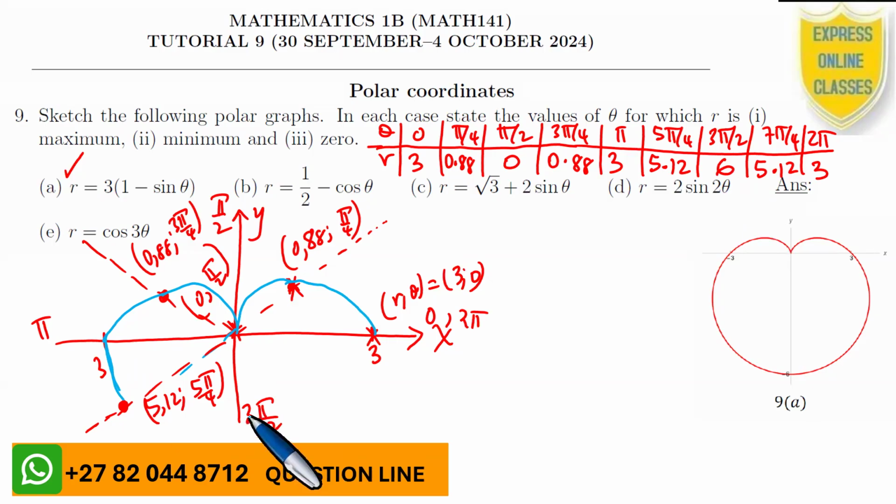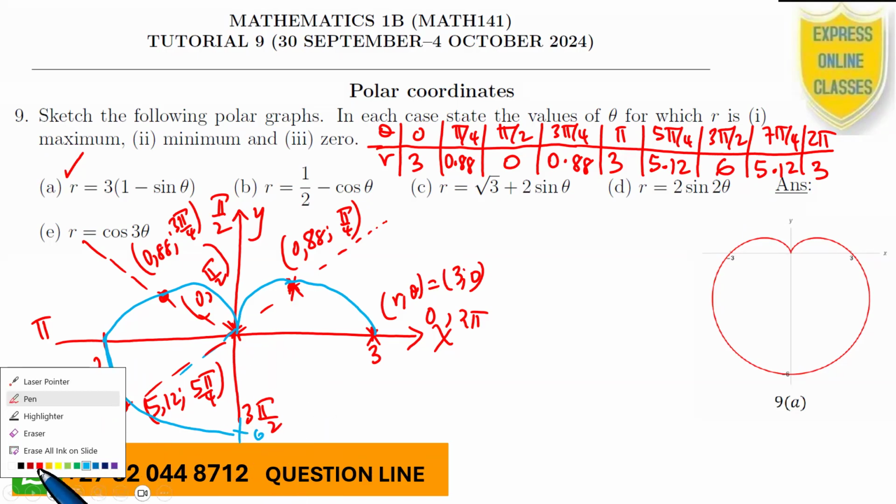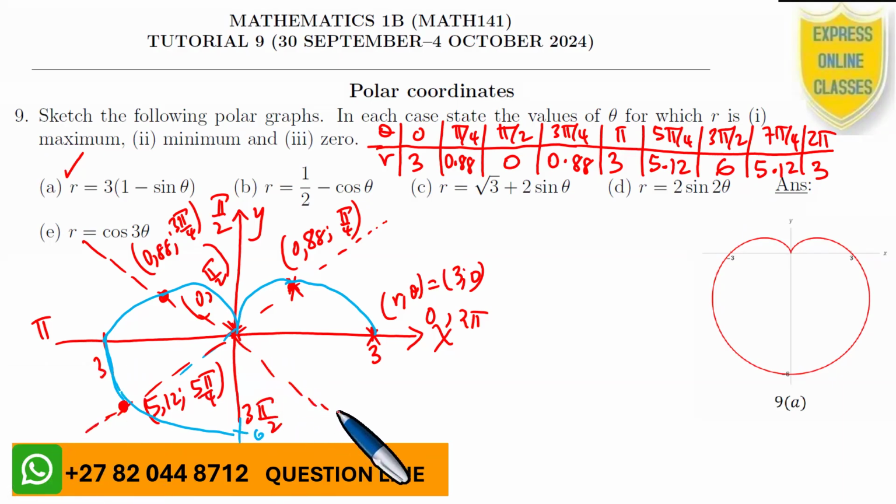Three pi over 2. 3 pi over 2 is going to give us 6. It's going to be here. There's going to also be a 7 pi over 4 midway here. And then the symmetry, because same magnitude, 5.12, and then 7 pi over 4 regions, like so. So now that is going to be exactly this point. 2 pi regions is going to be this point.